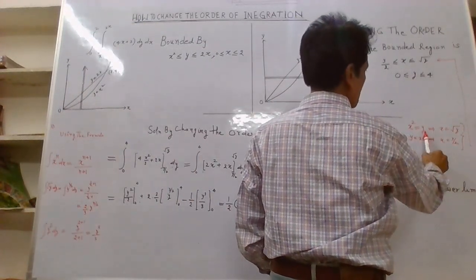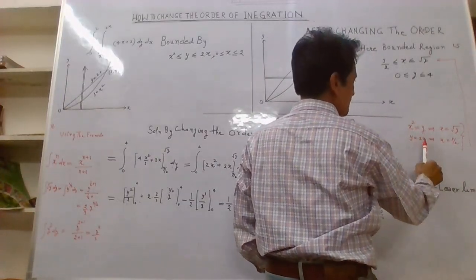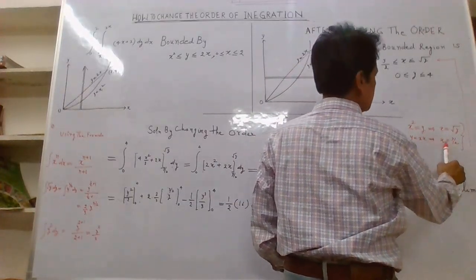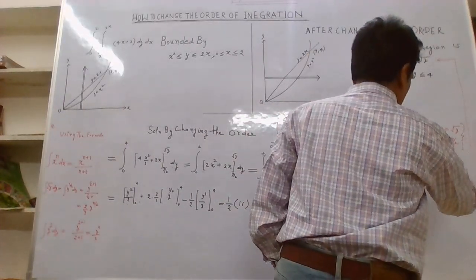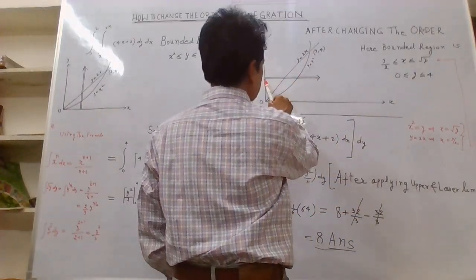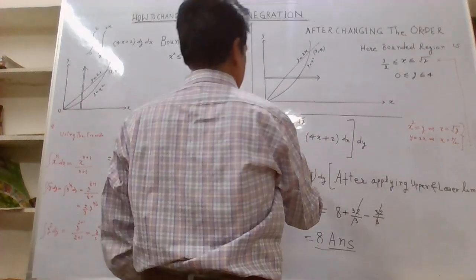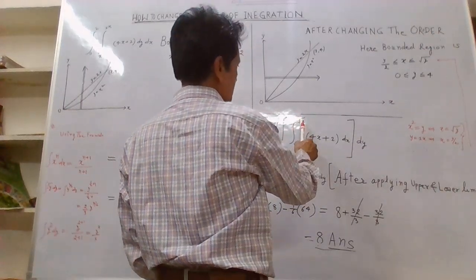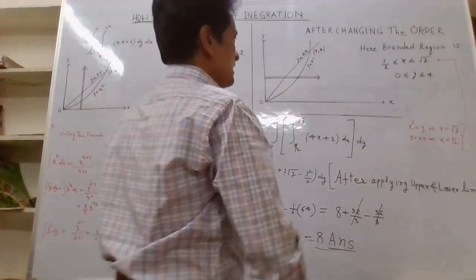So x square is equal to y. When we write it in terms of x, we get x is equal to under root y, and y is equal to 2x. When we write it in terms of x, x is y by 2. So these are the limits of x, between this and this. Since the strip is parallel to the x-axis, the limit of x is y by 2 to under root y.